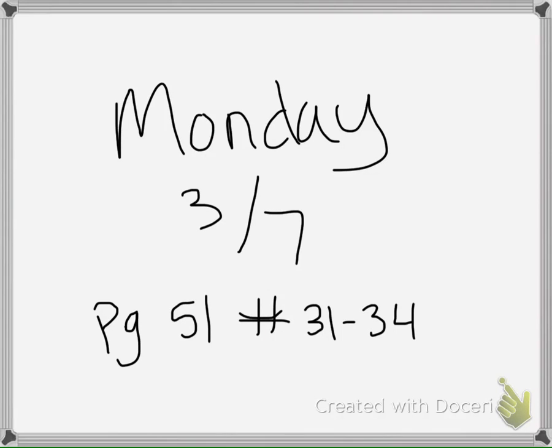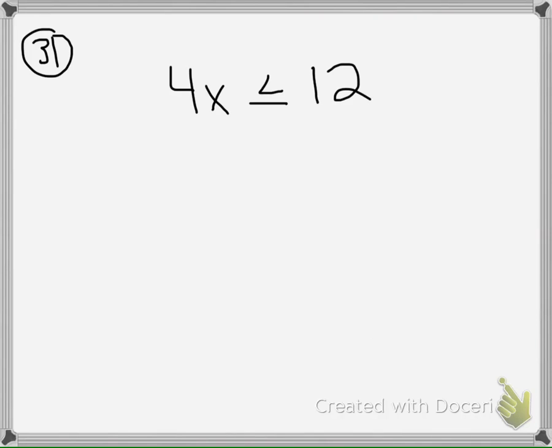Okay, this is homework for Monday, March 7th. You're doing page 51 in your linear book, number 31 through 34. They're giving you inequalities, asking you to find three values for x. So this is the first inequality.